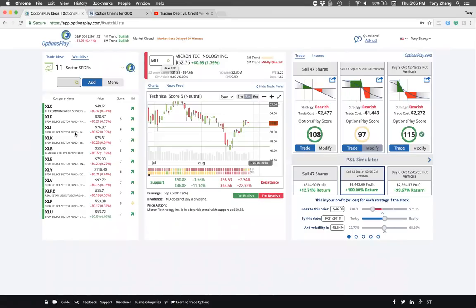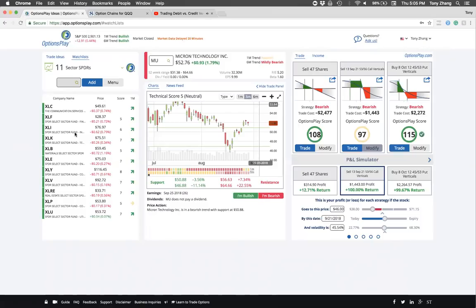Why are debit spreads shown as ideas on the analysis page but not credit spreads? Great question. The reason that debit spreads are shown as ideas is because there's a fairly easy rule of thumb to figure out what the optimal debit spreads to trade are. That's not the same for credit spreads.